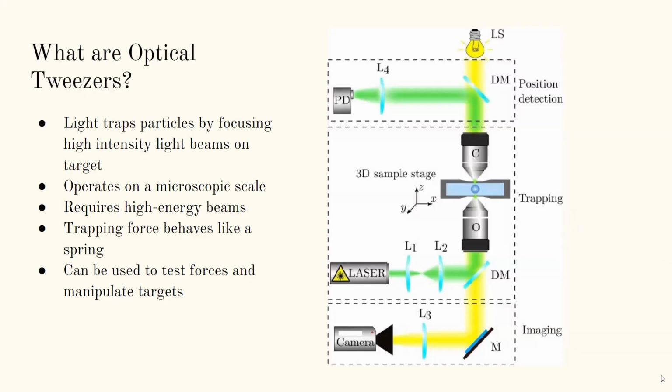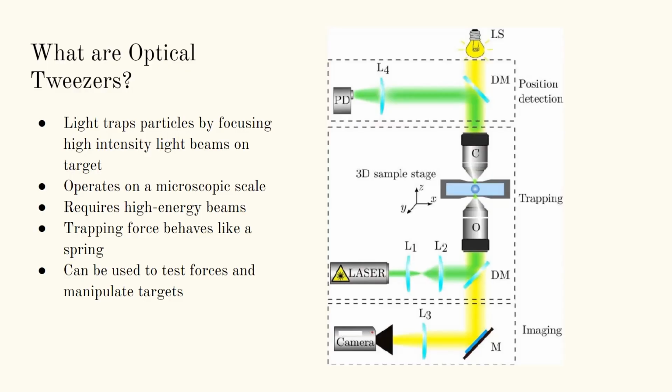So, what are optical tweezers? Well, in essence, as the name suggests, they're essentially tweezers made out of light. Through concentration of high energy light to a certain point, we can create really small forces on tiny objects. Obviously, the forces are really small, so we can only observe them on a microscopic scale. In order to create any sort of observable force, you have to use high energy beams. You can't just do this with a simple LED or anything like that.